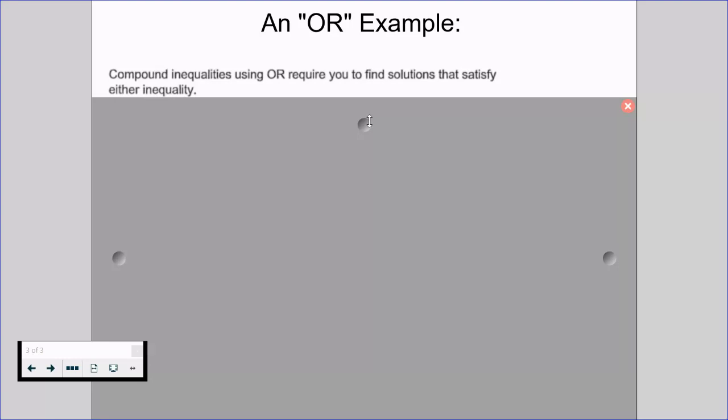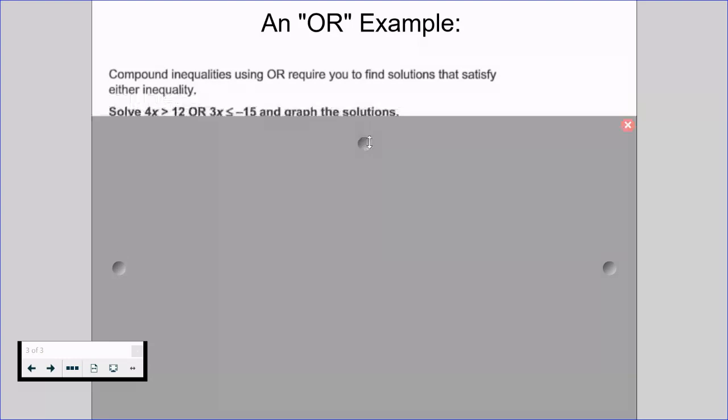Going back to the example that I was speaking about verbally, where we had a number less than -2 and also a number that's greater than 5, that doesn't exist. So we would have an OR compound inequality. It's going to be a number less than -2 or a number greater than 5. But let's go through an example.